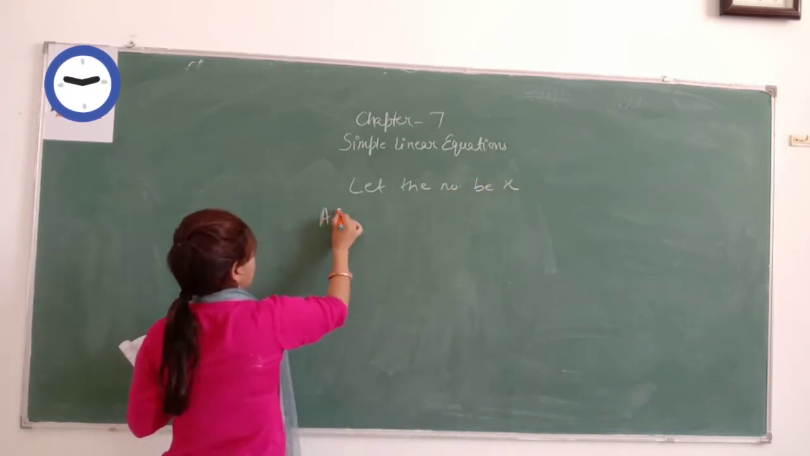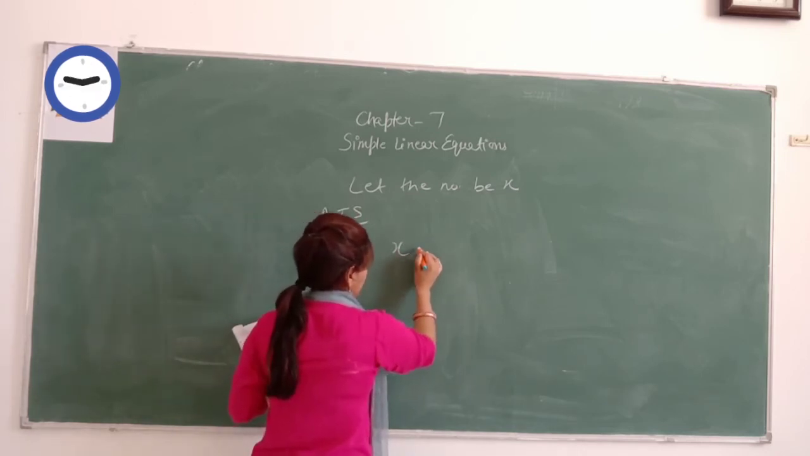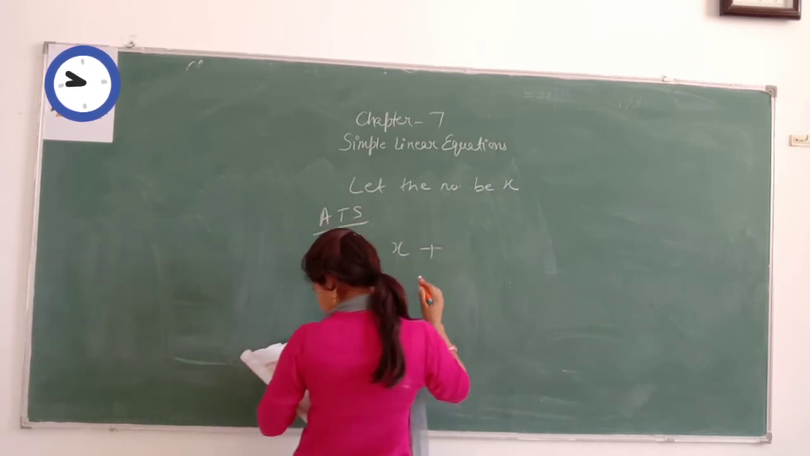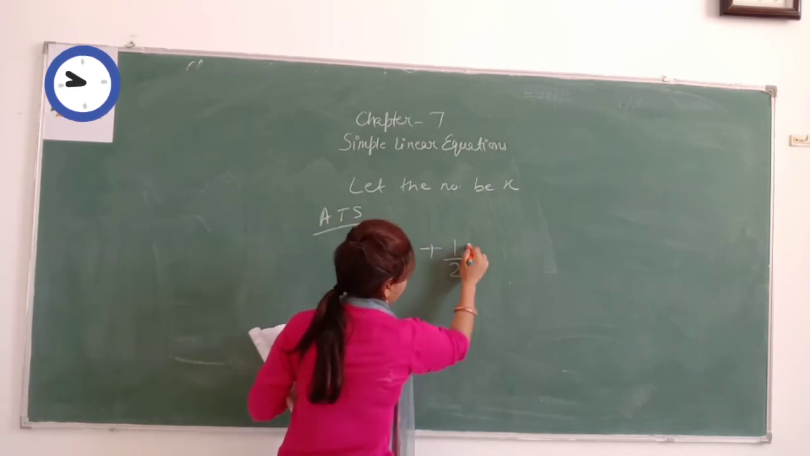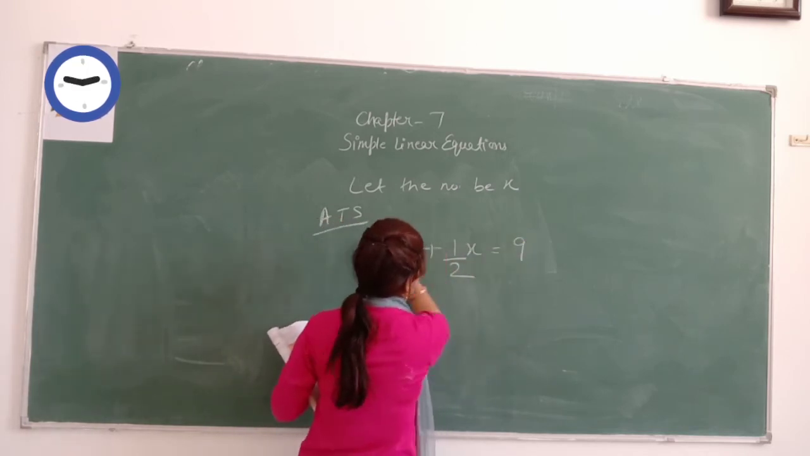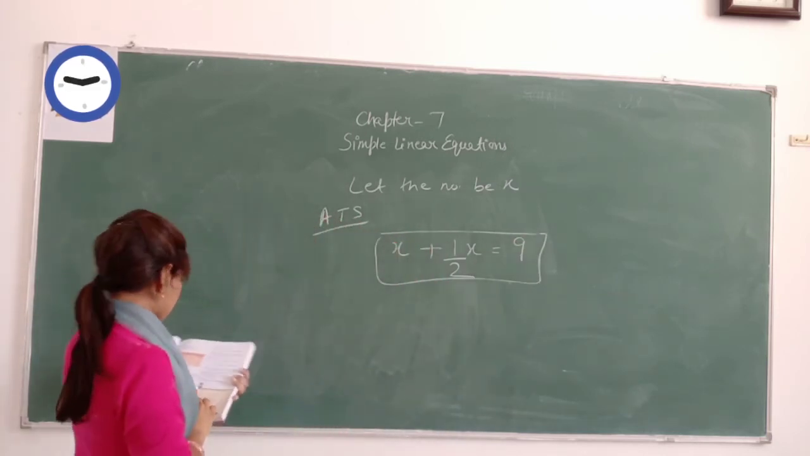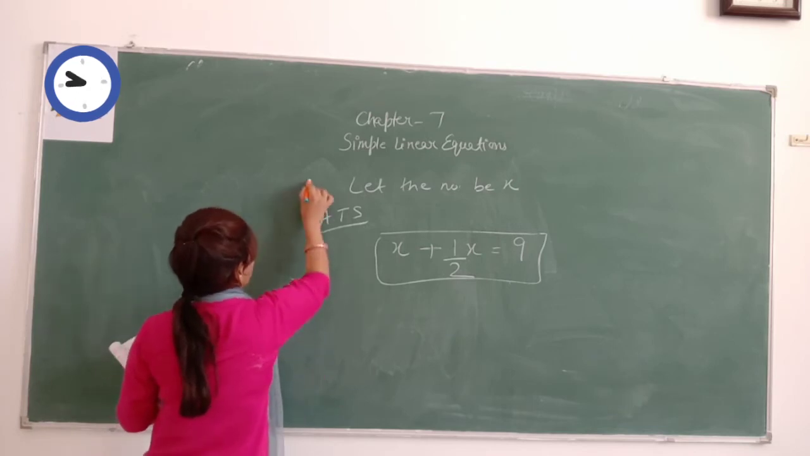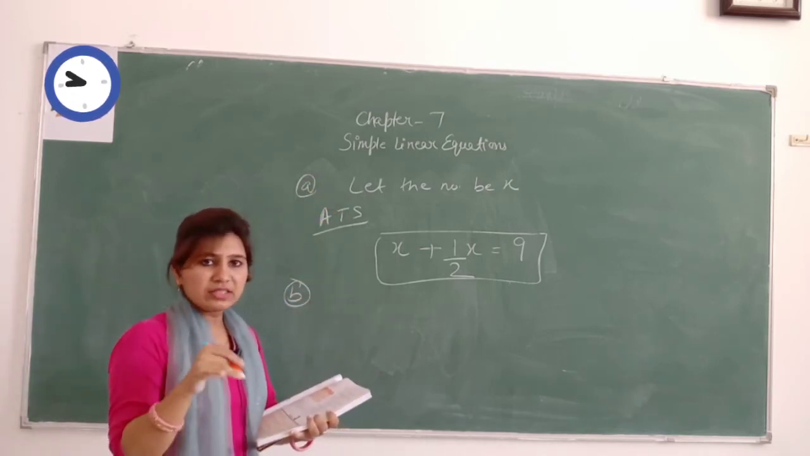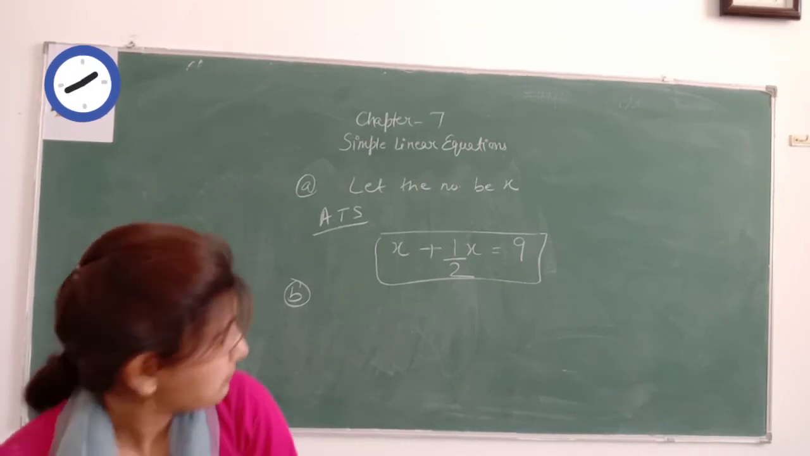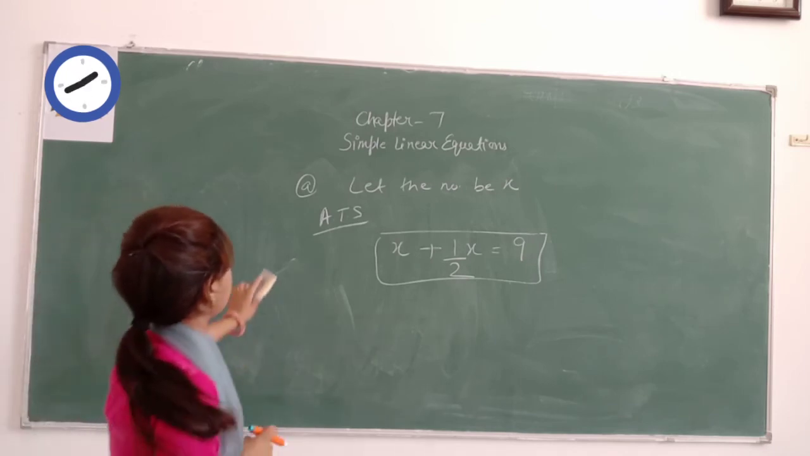Then according to statement बेटा आपके पास क्या given है? A number added to half of itself gives you 9. This is your required equation. Now बच्चे see B part of question number second. The sum of thrice a number and 5 is 17.